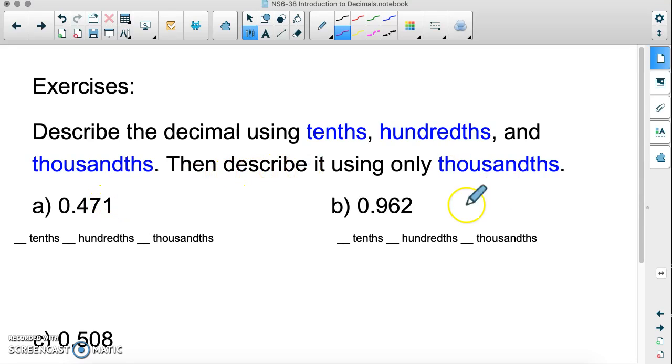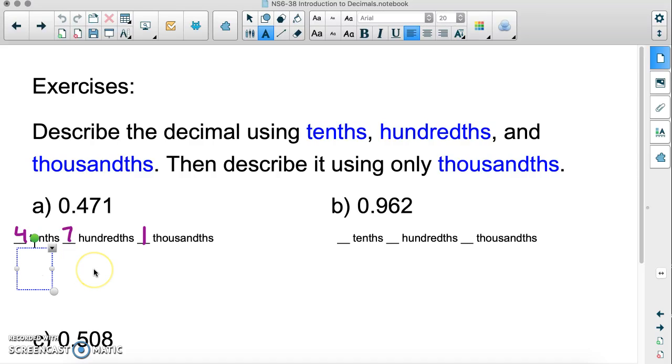Now let's describe the decimal using tenths, hundredths, and thousandths, and then we're going to describe it using only thousandths. So for example, for A, we have 0.471. So we have 4 tenths, 7 hundredths, and 1 thousandth. So we would say this then equals 471 thousandths. Oh, sorry, I spelled that wrong, thousandths.